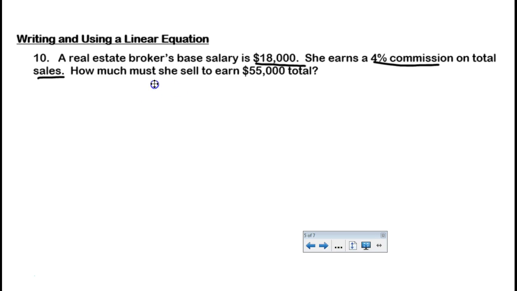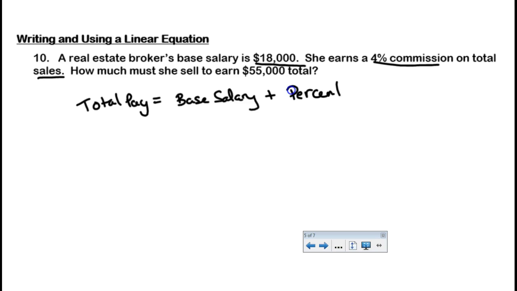So a little bit of a verbal model here I think might help us, especially if you don't really know what a real estate broker is. So this person's going to make money on how many real estate deals they can administer. So they're going to get $18,000 no matter what. So their total pay is going to be comprised of her base salary, but avoid the numbers for now. But then she's also going to get commission on her sales. So she's going to get a certain percent that we're going to multiply by all of her sales. So that's going to be our verbal model.